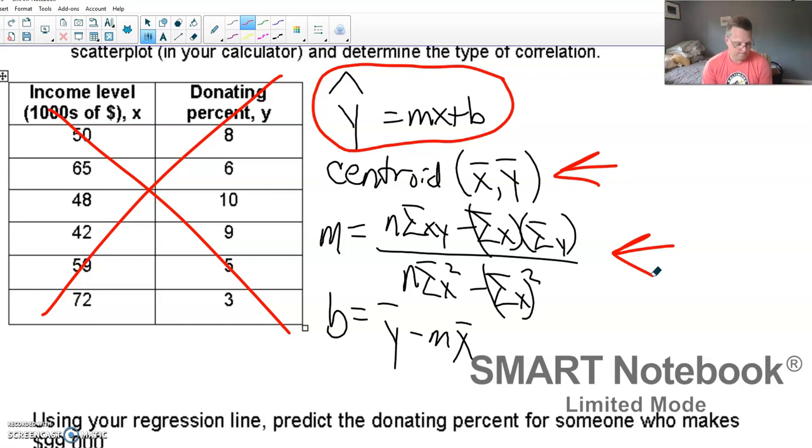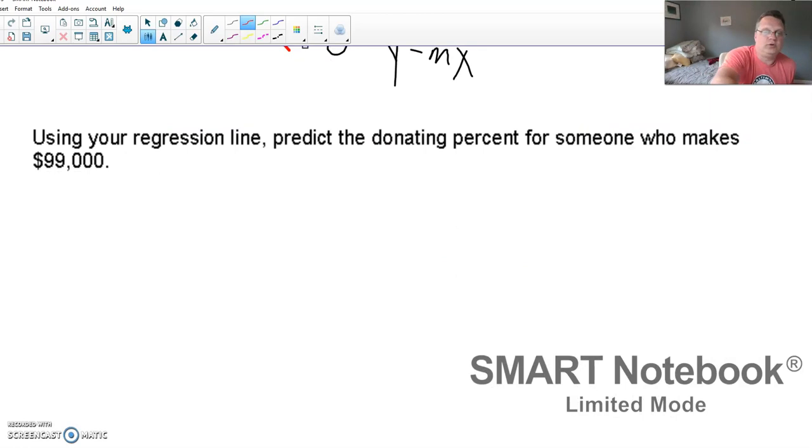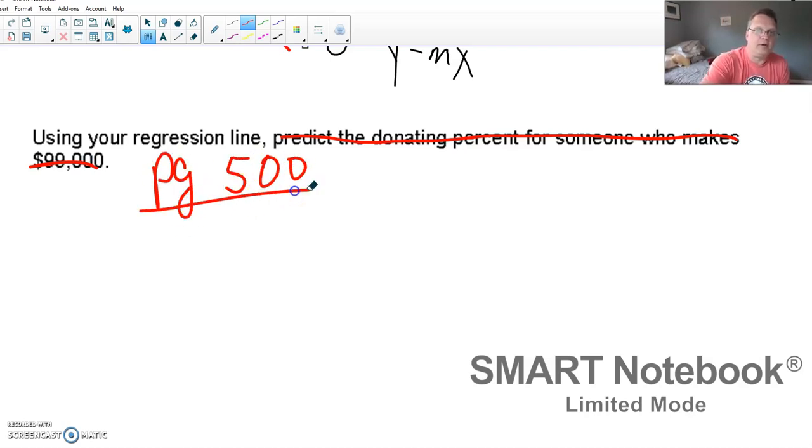So what this says here, use your regression line, predict the donut. So it's from that information up there. What we're going to do is use our, I think it was 500. Let me look back. Okay, yes, from page 500.